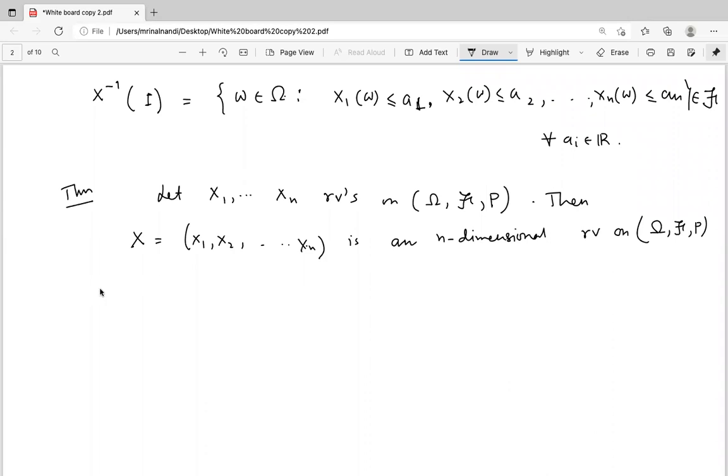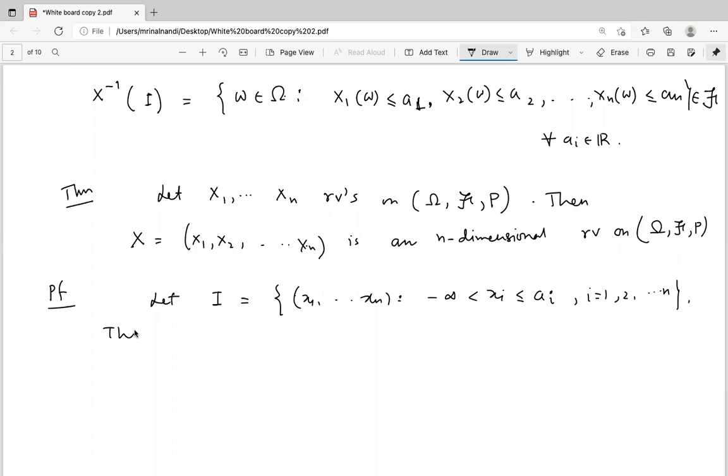Now what is the proof? The proof is just straightforward. Take any interval I such that Xi is less than or equal to a_i for i equal to 1 to n. Then what happens? Then (X1, X2, ..., Xn) belongs to I. What is this? This is just the inverse image of this. So this is also the set of all omega in Omega such that X1(omega) is less than or equal to a1, X2(omega) less than or equal to a2, ..., Xn(omega) is less than or equal to an.